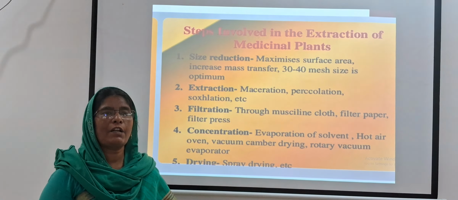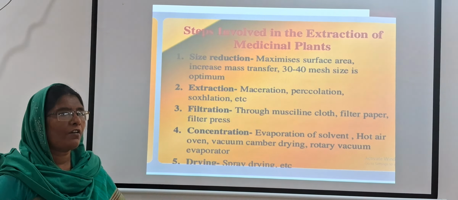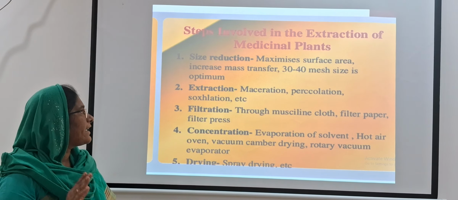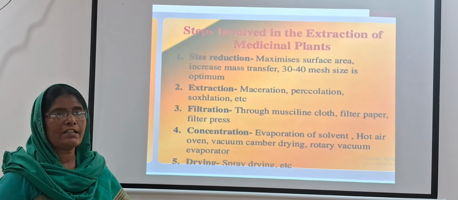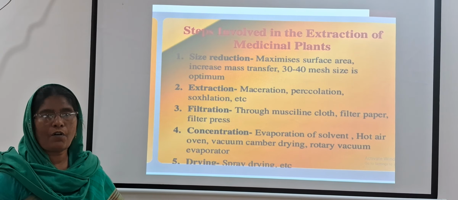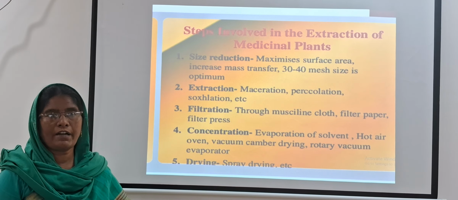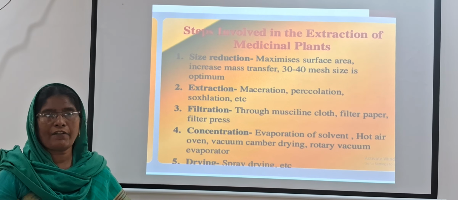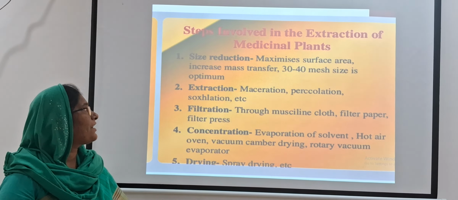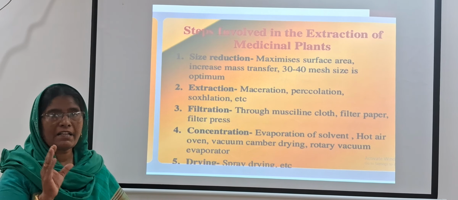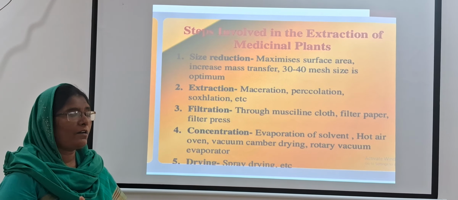Next, what are the steps involved in the extraction? There are 5 steps involved. First one is size reduction, second is extraction, third is filtration, fourth is concentration, and fifth is drying. Size reduction means that if we take the entire crude drug, the extraction is not sufficient. So we have to maximize the surface area and increase the mass transfer, and a particle mesh size of 30 to 40 is optimum for the crude drug.